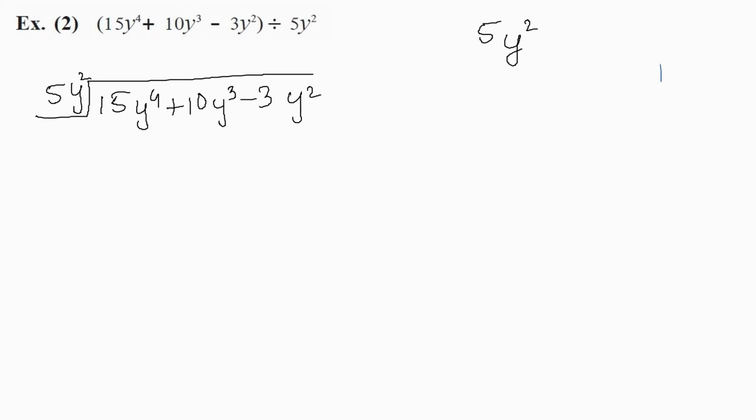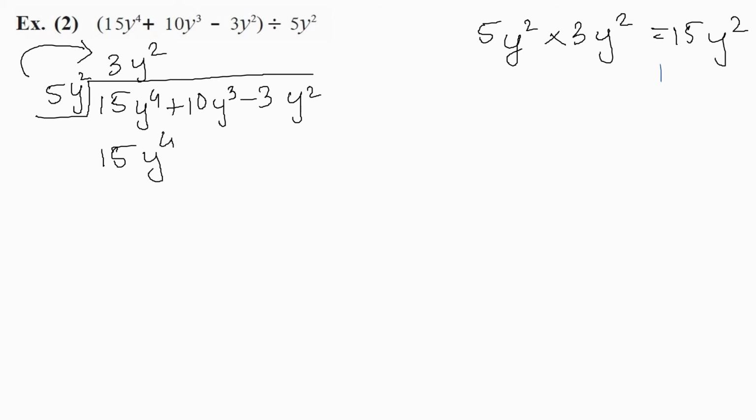So we know one thing, if we multiply 5y square with 3y square, I will get 15y raised to 4. So here we can write 3y square, and 5y square into 3y square will give you 15y raised to 4, and you can subtract it and this will get cancelled off. Now you bring the remaining entire term below. So this would become 10y cube minus 3y square.